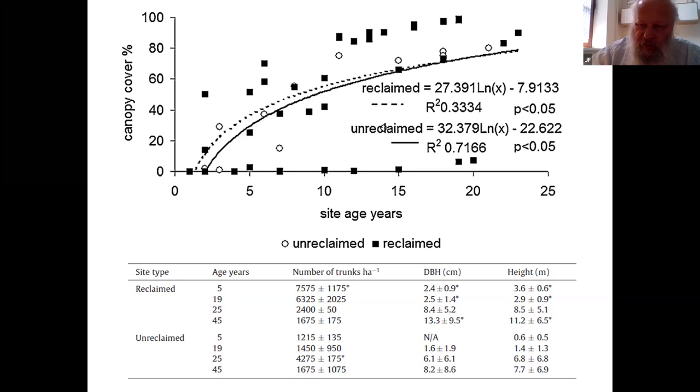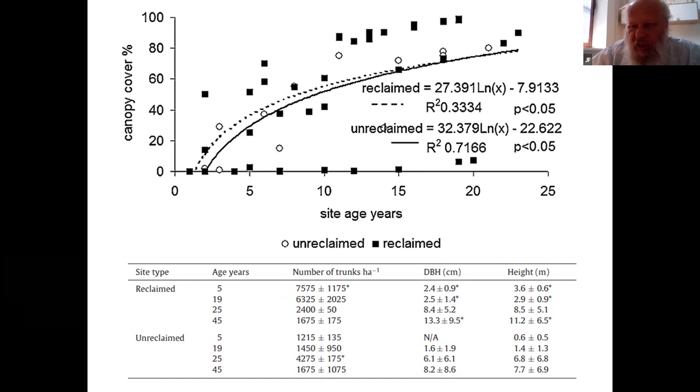If we look at the development of forest stand parameters, we can actually notice an important difference in the number of trunks, number of trees per hectare. You see, in this post-mining land, they plant trees in very high density, which means they plant 10,000 trees per hectare. So one tree per square meter, basically. And at 5 years old, there are still over 7,500 trees surviving, and the number of trees gradually is reduced, either by self-thinning or by thinning by management by the company. Basically, in 45 years old, we have about 1,600 trees per hectare.